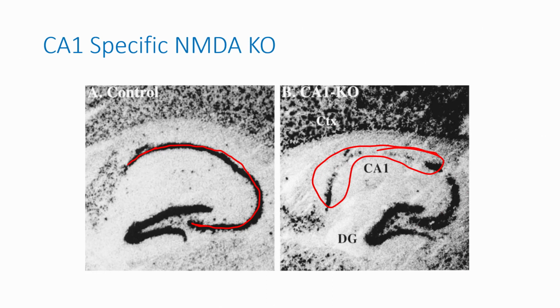Having generated this, they wanted to study LTP, not the kind that Bliss and Lømo established, but in a different region. Bliss and Lømo were looking at the entorhinal cortex to the DG pathway, with a recording electrode at the cell body layer of the DG. Here what we are going to look at is the LTP coming into the CA1 region.